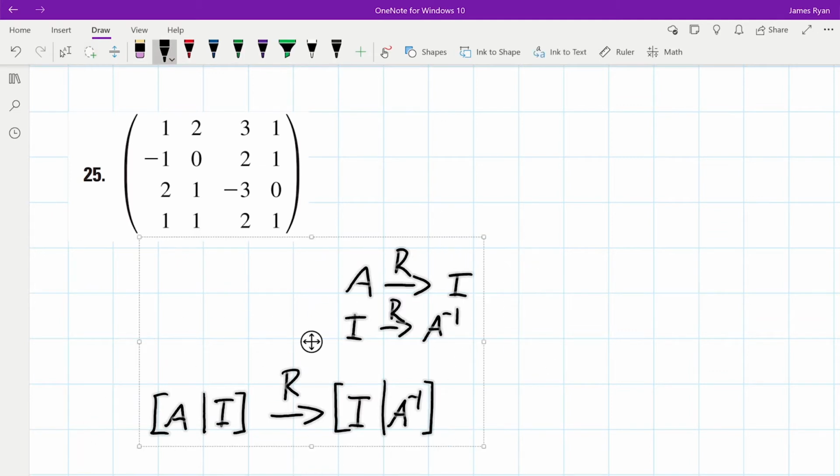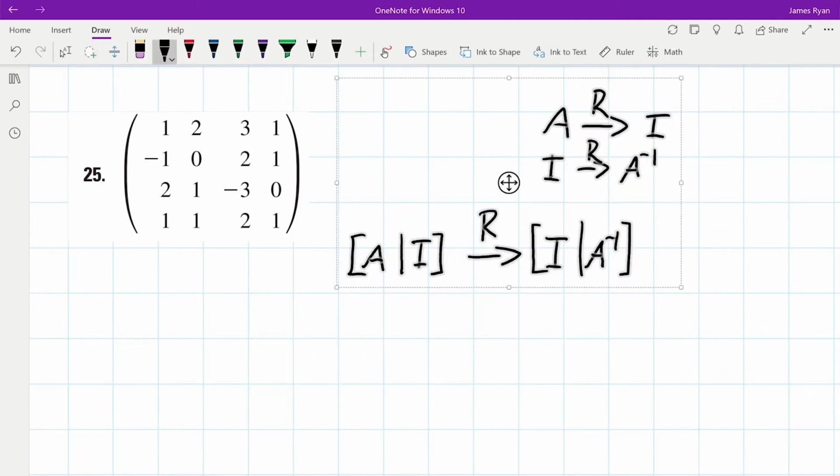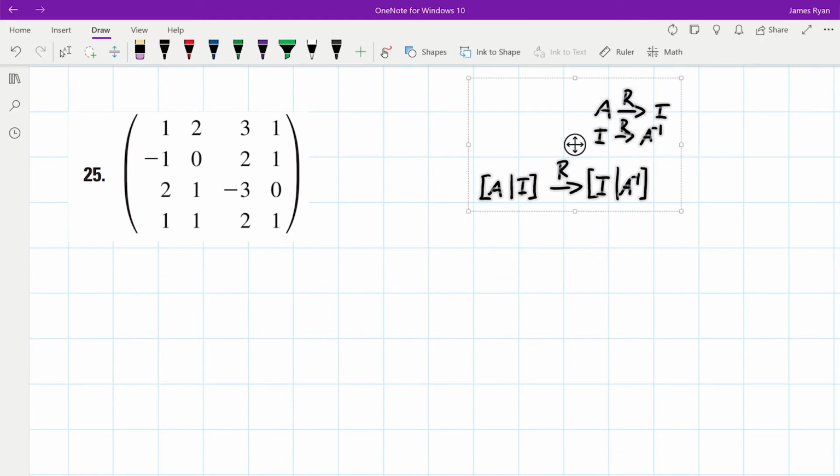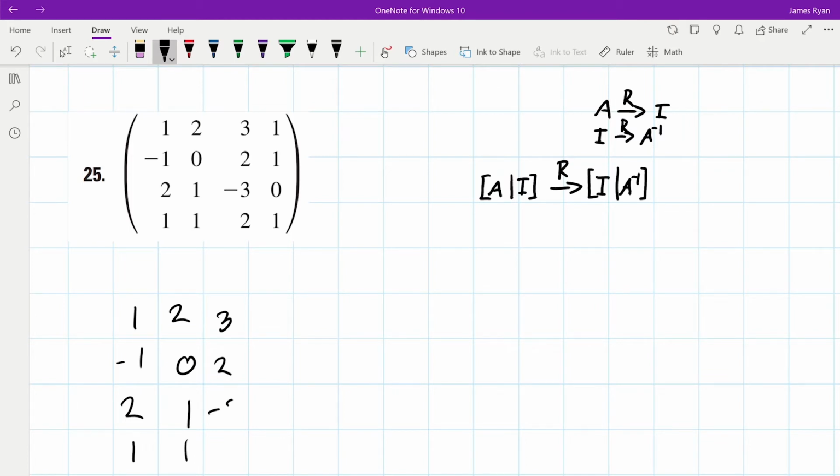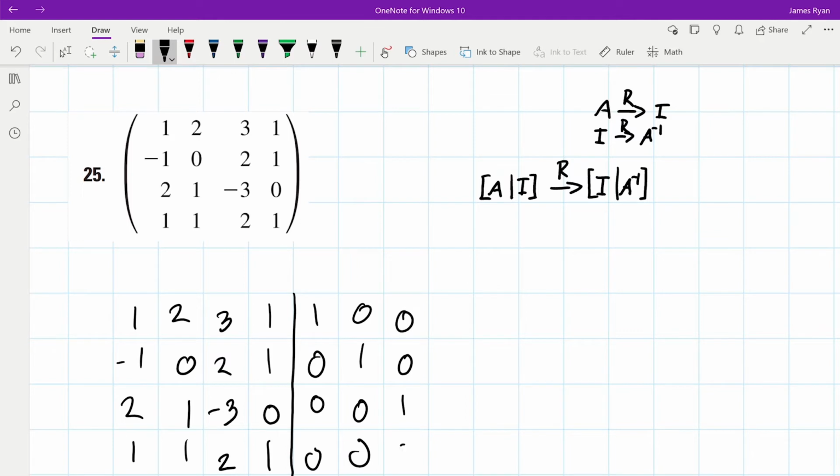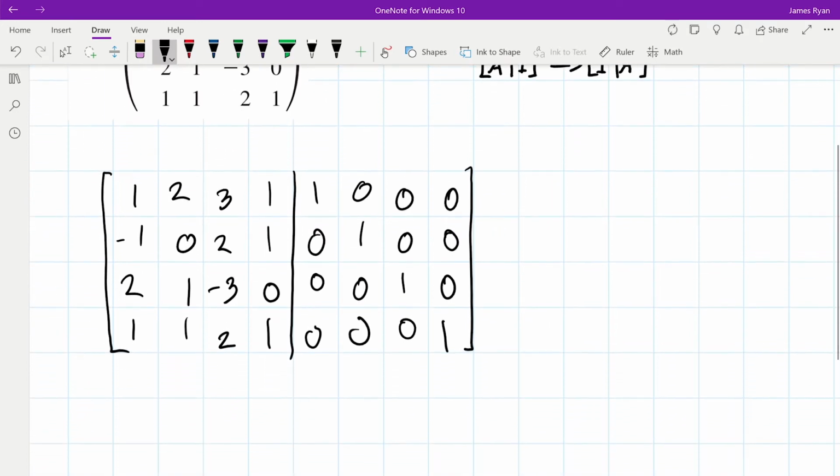So the first thing I'll do is construct this augmented matrix here. On one side we'll have A: 1, -1, 2, 1, 2, 0, 1, 1, 3, 2, -3, 2, 1, 1, 0, 1. And on the right side, we will have the identity matrix: 1, 0, 0, 0, 0, 1, 0, 0, 0, 0, 1, 0, 0, 0, 0, 1. And so let's begin our row operations.